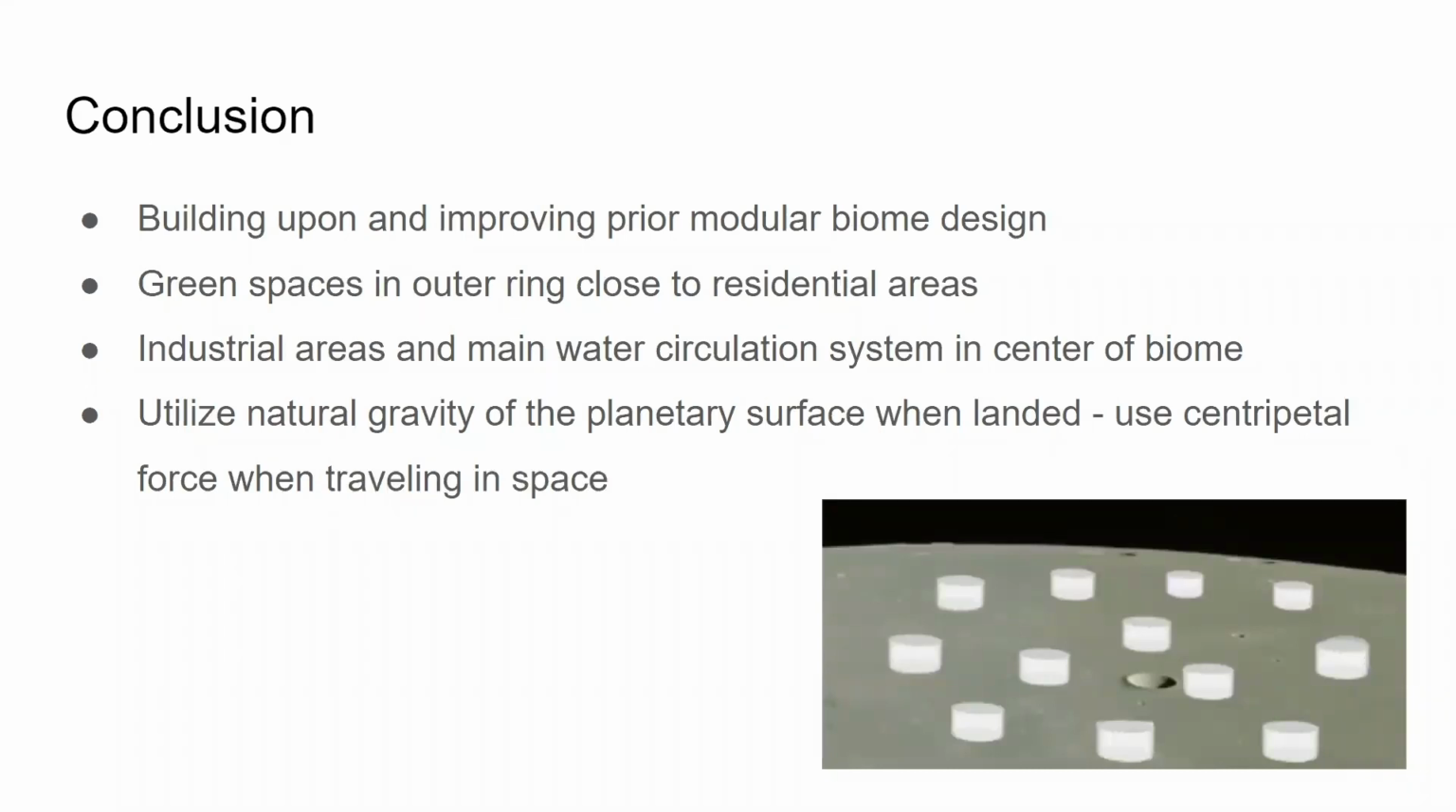Oh yeah, for the conclusion, essentially what this is doing is building upon and improving on the prior biome modular design. We didn't want to start with something new, we wanted to take something that had already been developed and work on fleshing out the details and making sure that it was sustainable for life. We wanted to add a lot of green spaces close to the residential areas and make sure that the industrial areas were centralized, as well as the water circulation. And then for the gravity, when the modules had landed on the surface, we could utilize the natural gravity of the planet. When they're in transportation through space, we utilize the centrifugal force.